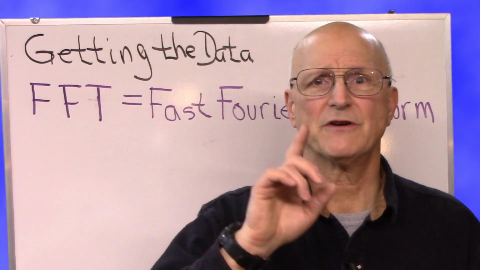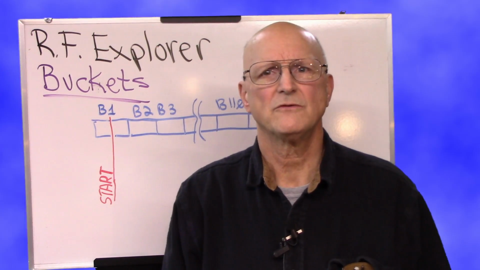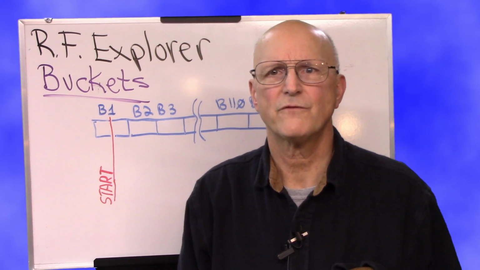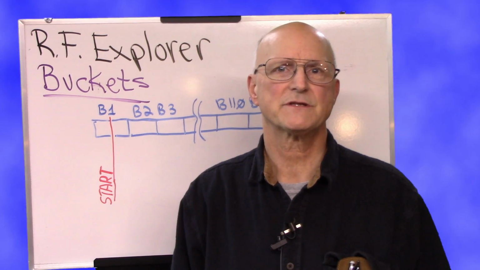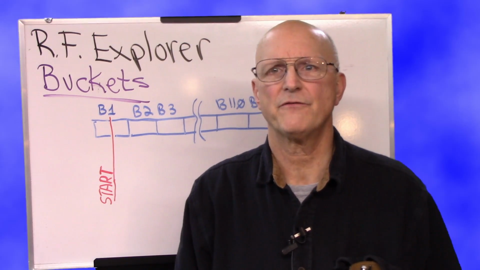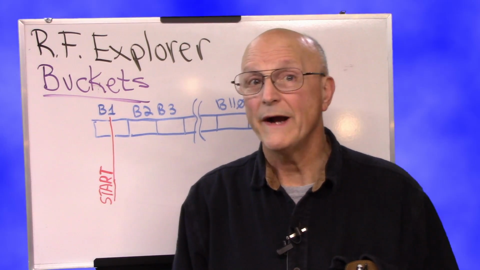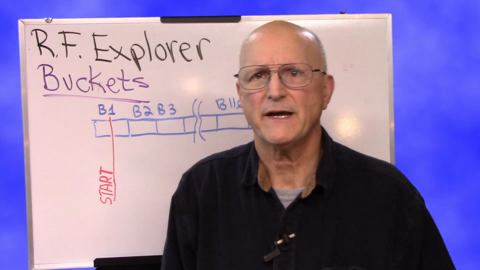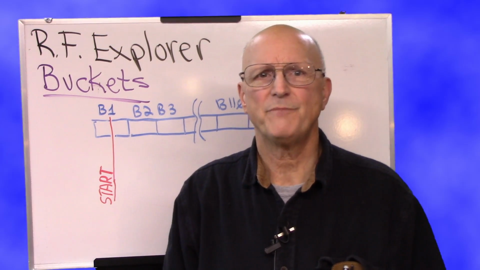Now, let's turn our attention to the RF Explorer. The RF Explorer in its standalone mode gives us 112 frequency buckets, which we see on the screen. The width of these frequency buckets depends on the span of the frequencies we're looking at. The wider the span, the wider each bucket gets because we have a fixed number of buckets. Suppose a given bucket extends from 500 megahertz to 500.5 megahertz. The center frequency is 500.25 megahertz.